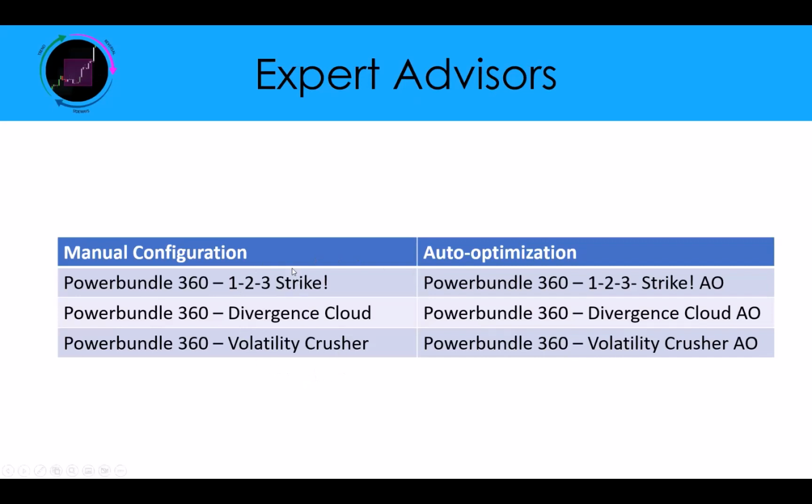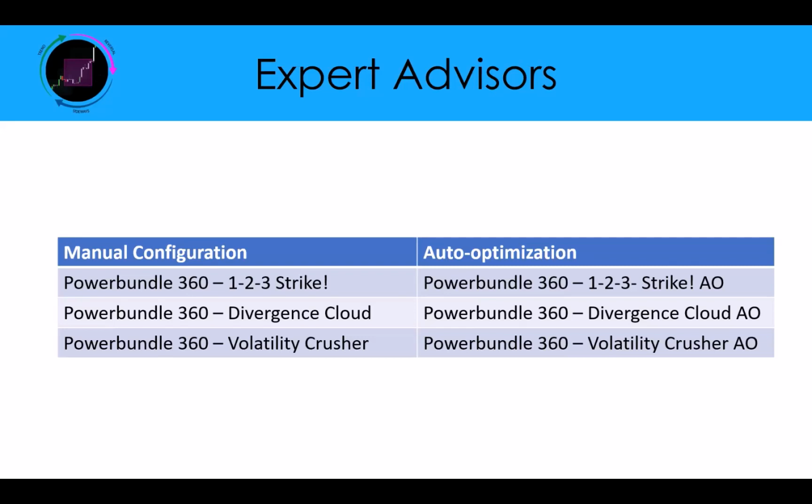So we have 3 which we use for manual configuration. We have one for 1-2-3 strike, one for divergence cloud, and one for volatility crusher. When I say manual configuration, I mean that for these expert advisors, you can select the parameters manually to your liking. If you have access to the older version of the Powerbundle, this is all we had so far, all for manual configuration, where the parameters need to be set and adjusted manually.